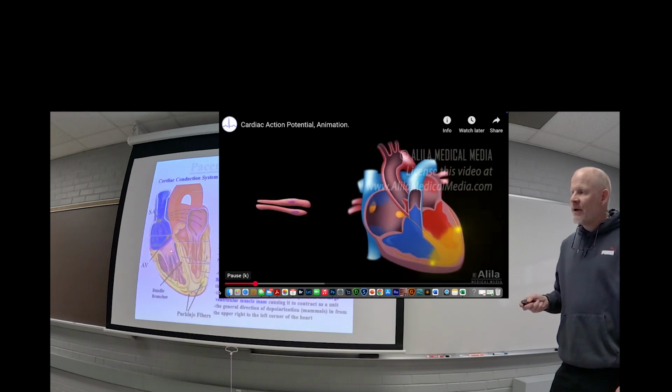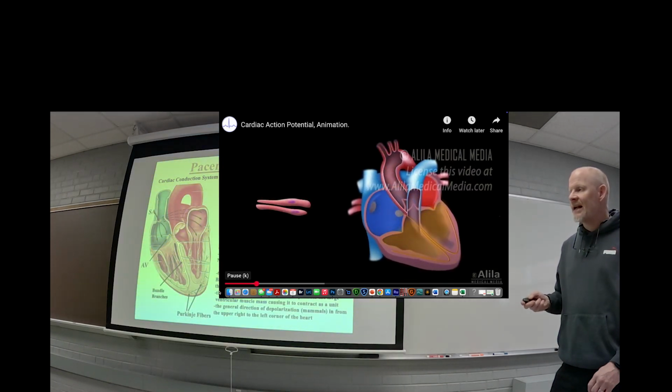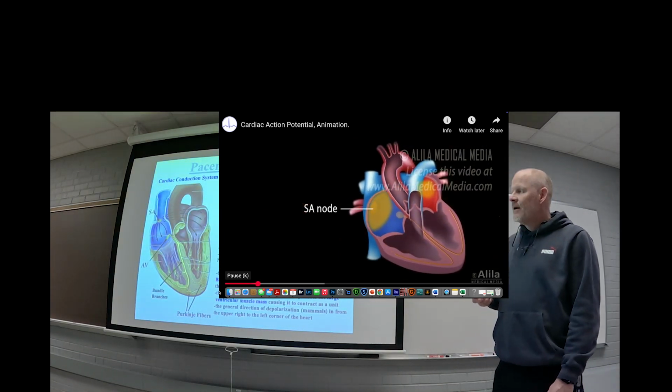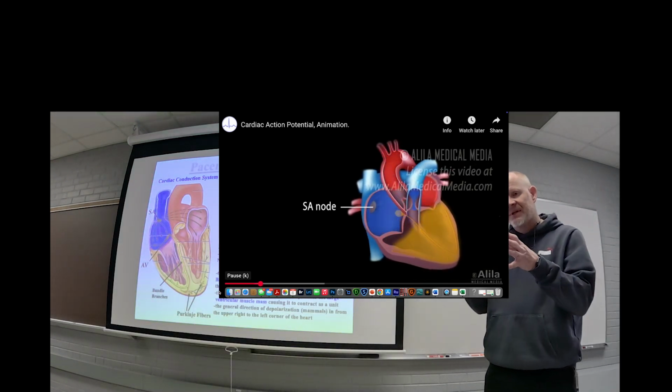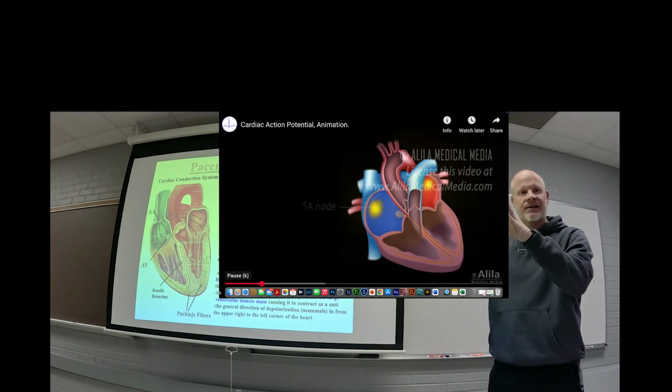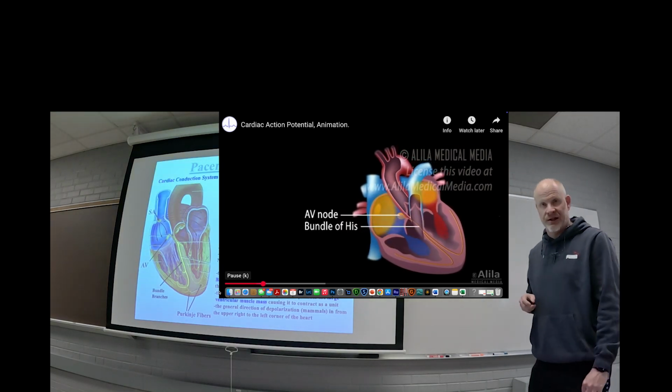The AV node is pretty interesting. It is not directly connected to any contractile cells. The SA node, on the other hand, is. The SA node spreads the action potential to the cardiac contractile cells around it via gap junctions.